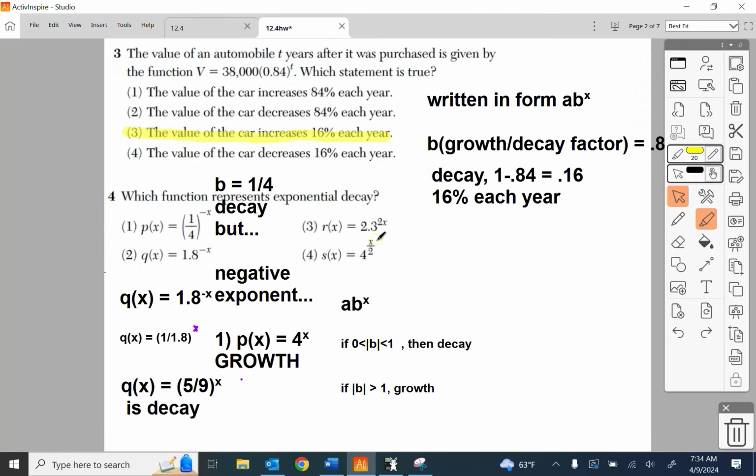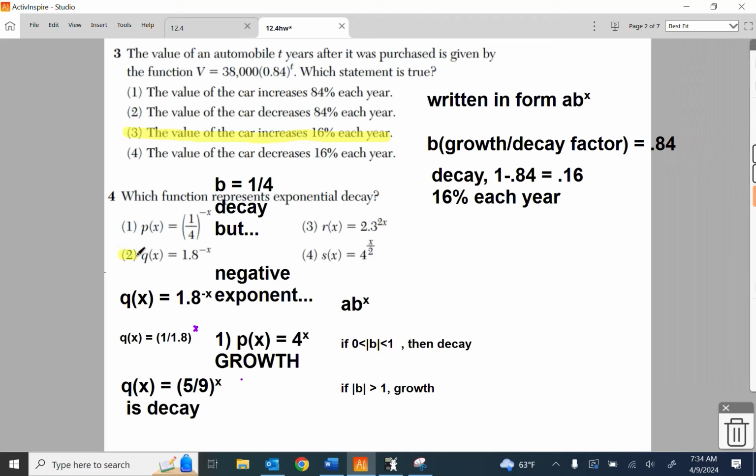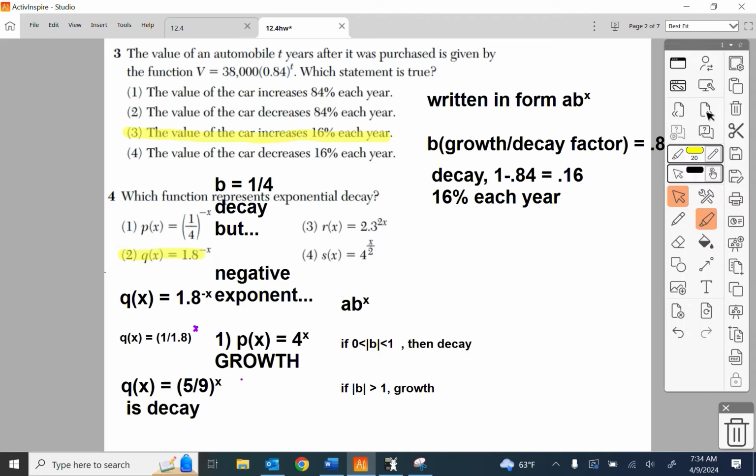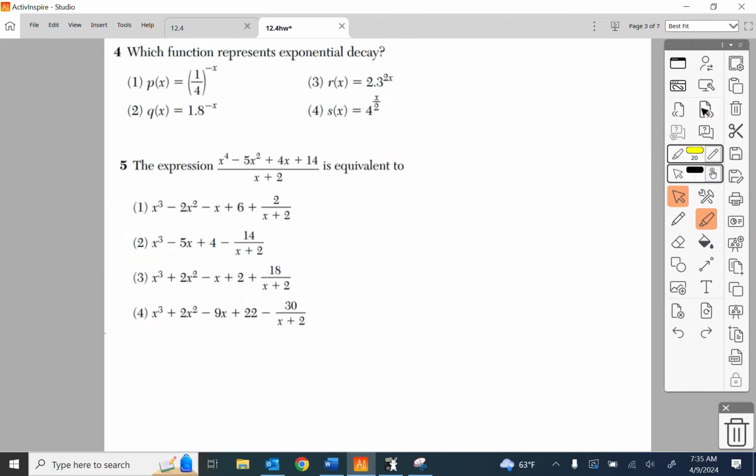So on this New York Regents exam, I almost missed it too, being careless and tired. Correct answer is number 2. I don't know why that one's in there twice. Interesting. I need to make sure that's not actually what's going on here. Number 5, the expression blah blah blah is equivalent to blah blah blah.